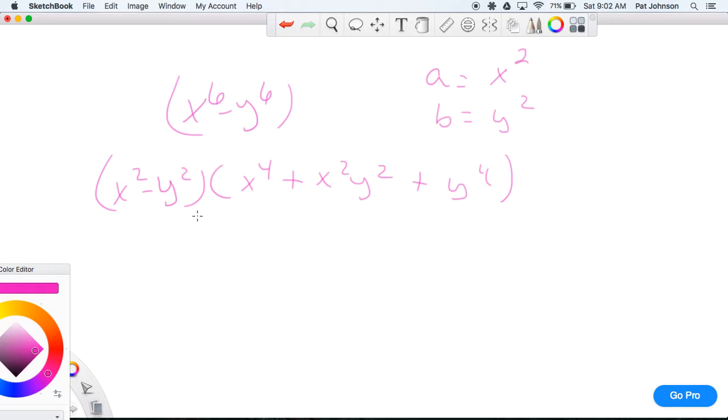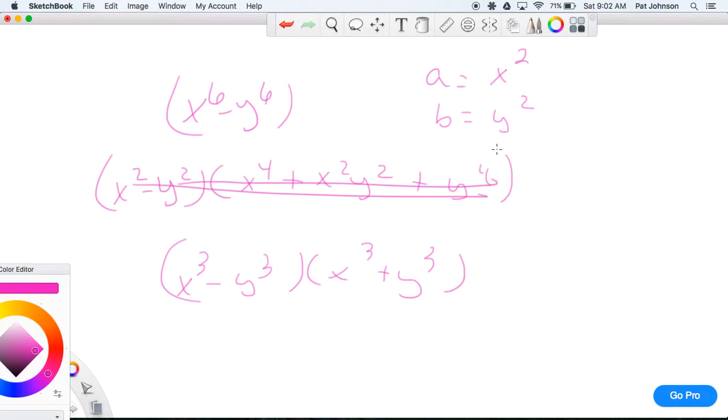Now, what do I have left here? Oh, sorry, I did this backwards. First I have a difference of perfect squares. So I would do x to the 3rd minus y to the 3rd times x to the 3rd plus y to the 3rd. So ignore this. We have a difference of perfect squares because it's an even power. We just divide by 2.